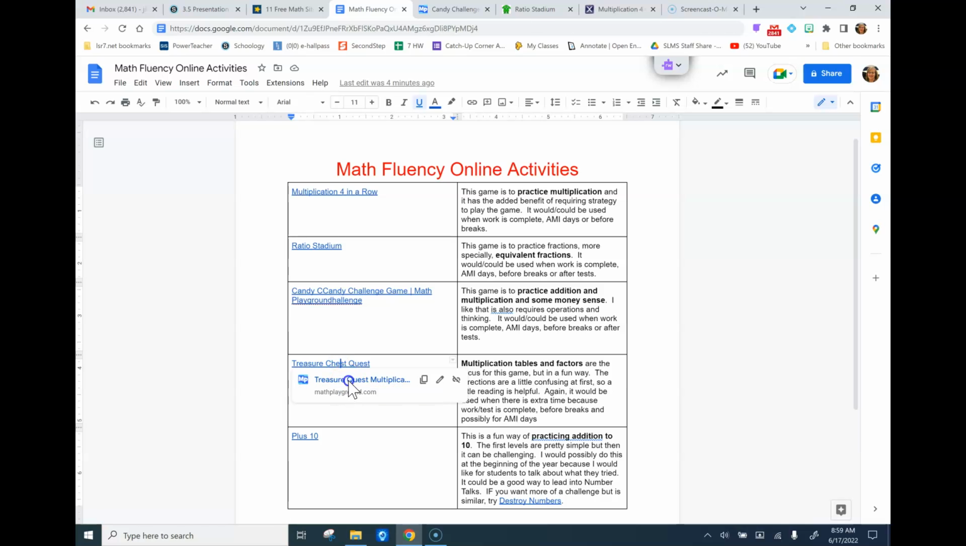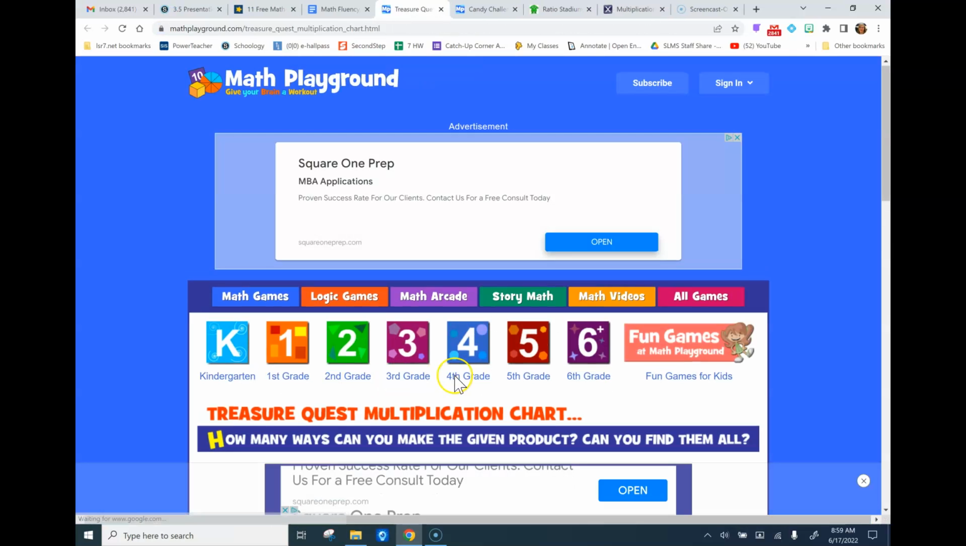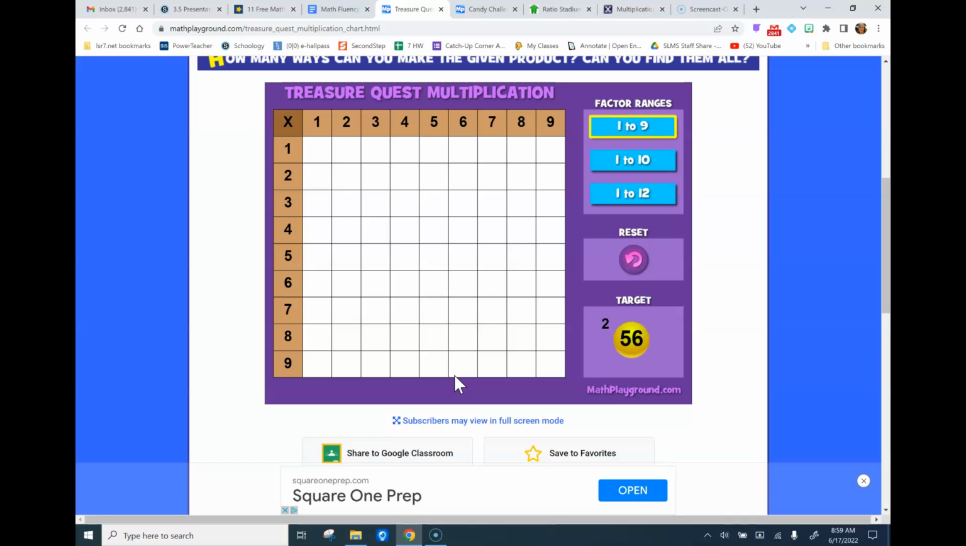Treasure Chest Quest is one that is on Math Playground also. This is where you have to fill in the multiplication chart. You have to look at this, and this is factors, ranges from 1 to 9. You can do 1 to 10, 1 to 12. So you have to come up with 56, and it tells you that it can be done twice.